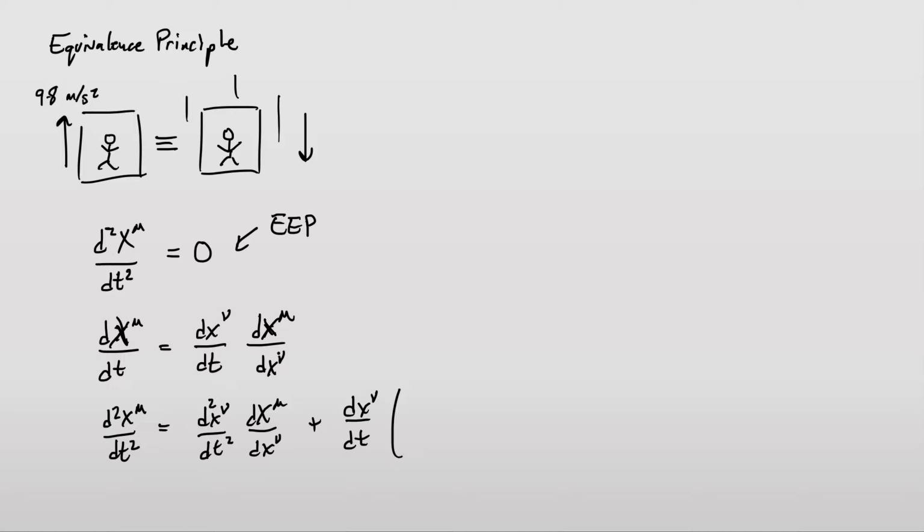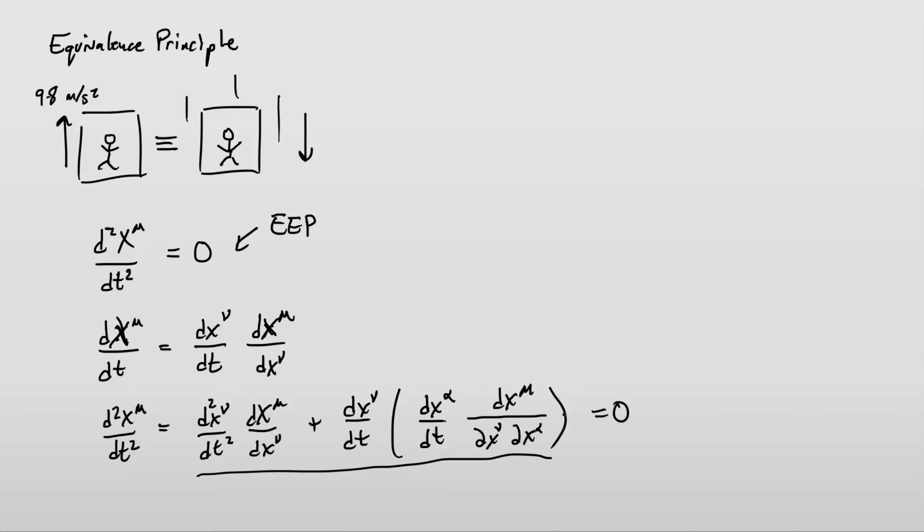So the second derivative is going to be dx alpha dt, and then I put my dx alpha down here, and then my dx nu that was there, and then my dx mu. And again, this thing we said was equal to 0, so this whole thing is equal to 0. This is Einstein's equivalence principle, that this is equal to this. Therefore, all of this has to equal 0.